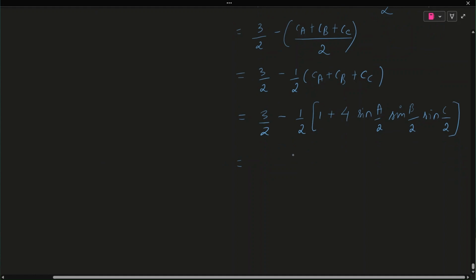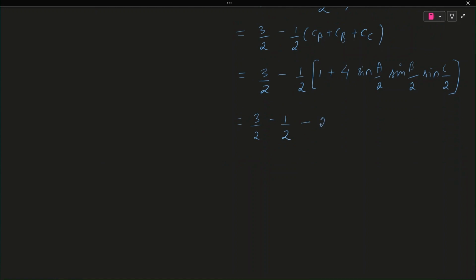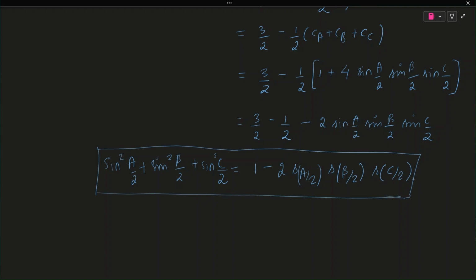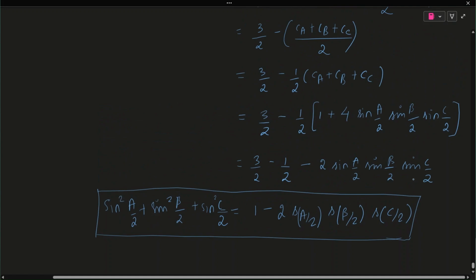Now, let's just evaluate it. 3 by 2 minus 1 by 2 minus 2 sin A by 2 sin B by 2 sin C by 2, which means 1 minus 2 sin A by 2 sin B by 2 sin C by 2, which is nothing but sine square A by 2 plus sine square B by 2 plus sine square C by 2 minus 2 sine A by 2 sine B by 2 sine C by 2. This is the final answer.